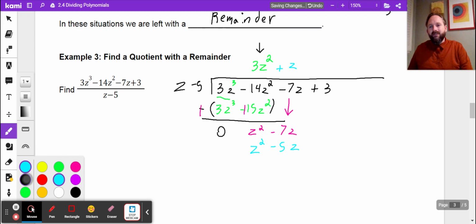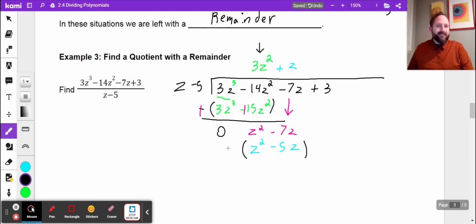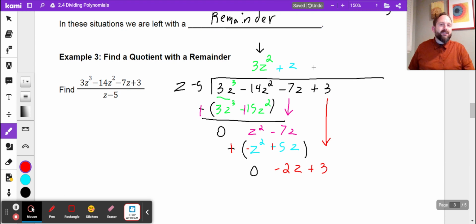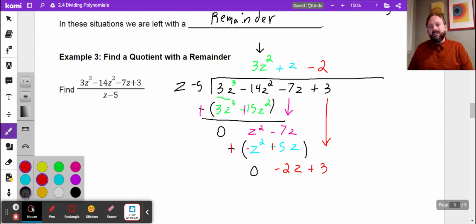And now I'm going to subtract. Z squared minus z squared is 0. And minus 7z, minus minus, well, okay, now I'm going to go back and say, hey, I want to add instead of minus minus. I'm going to get negative 2z. Now I'm going to bring down the 3. And now I have to figure out, okay, z times what equals negative 2? Z. So it's going to be negative 2.